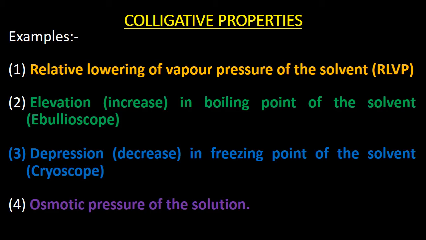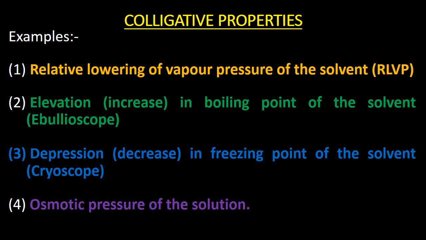Second one is elevation or increase in the boiling point of the solvent, which is also called ebullioscopy. When you add non-volatile solute to the solvent, there will be increase in the boiling point of the solution. That is second colligative property.